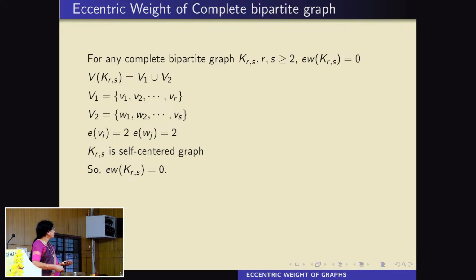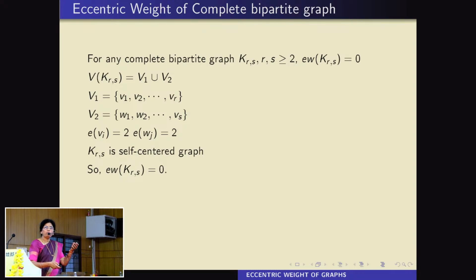So if the graph has m edges, then the eccentric weight of G is less than or equal to m minus the number of edges in the center of the graph. The center of the graph is the set of all central vertices of the graph. Central vertices, again, their eccentricity is equal to the radius of the graph. So when I consider the induced subgraph on the center of a graph, it is a self-centered graph because all the vertices have eccentricity equal to the radius. So eccentricities are the same. So it is a self-centered graph.